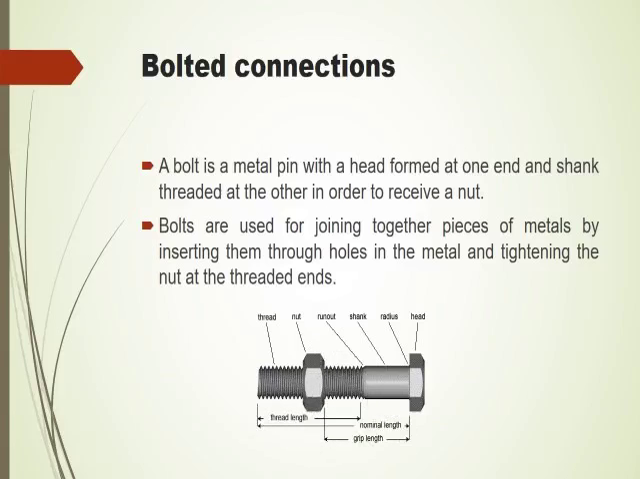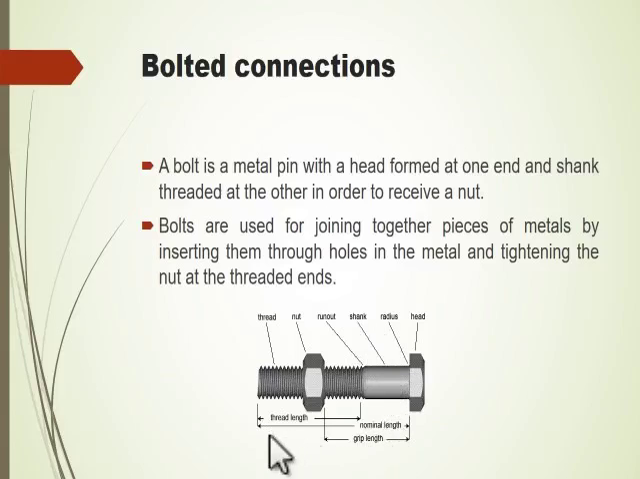And bolts are used for joining together pieces of metal by inserting them into the holes in the metal, and we will tighten those two metals by inserting the nut onto the bolt threads. And coming to here, this is the head of the bolt, and it is the shank, and at the end it has threads, and the length of the thread is called thread length, and it is the nut which we will insert after inserting this bolt into the metals.